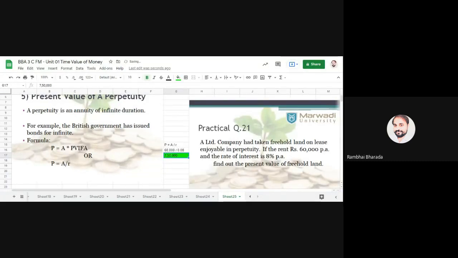Do the calculation properly. 60,000 divided by 0.08. You will get 7,50,000. Are we clear about this one? Okay, for infinite time, the simple formula is A divided by R.